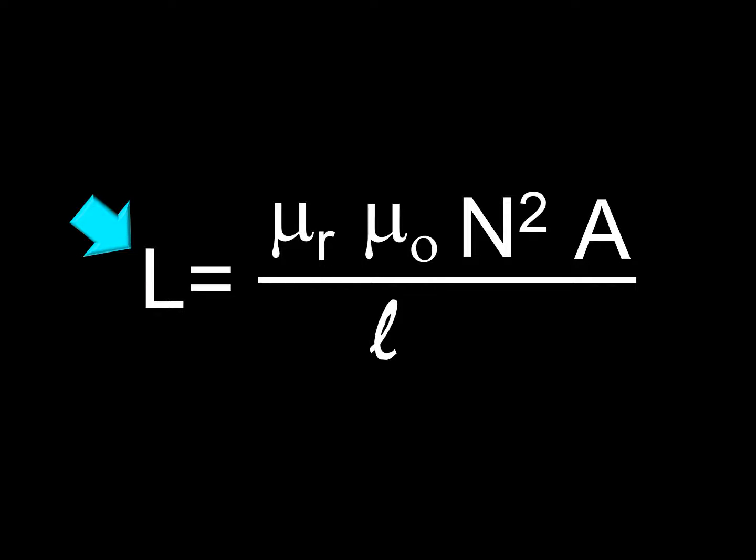L stands for inductance. As we know, inductance is directly proportional to the relative magnetic permeability constant of the substance within the turns of the wire, the magnetic permeability constant, the square of the number of turns in the coil, and the area inside the coil. Inductance is also inversely proportional to the length of the core.